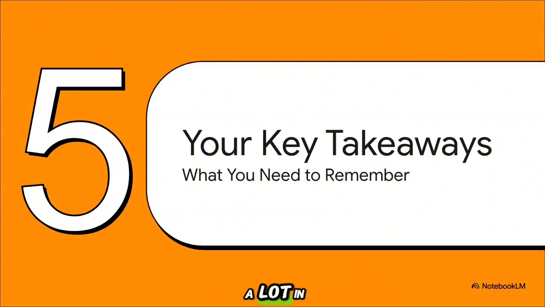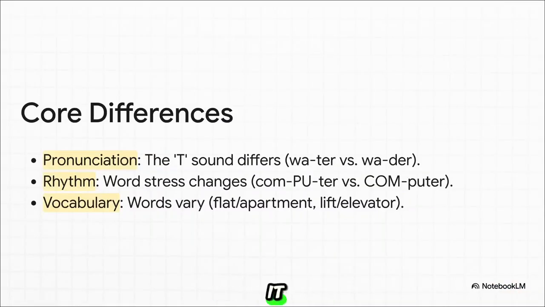We've gone over a lot in a short amount of time, I know. So let's just quickly boil it all down to the most important things to take away from all this. Okay, so let's bottom line it. The big differences really fall into three buckets. Pronunciation, like that hard T versus the soft D. Rhythm, like where you put the emphasis on a word. And vocabulary, with those classic swaps like flat for apartment. But really, the single most important skill isn't memorizing rules. It's just awareness. The moment you know what to listen for, you're already most of the way there.